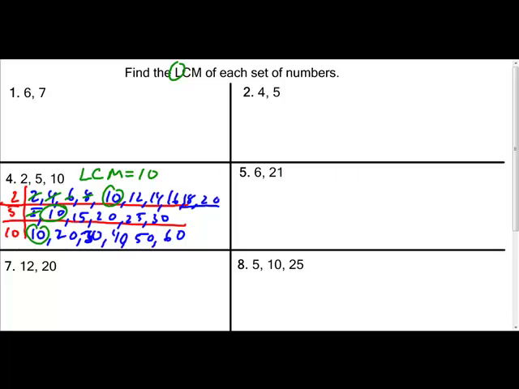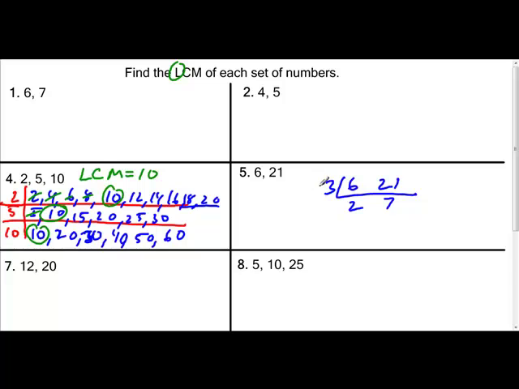Let's take a look at 6 and 21. Let's put those on the ladder. 6 and 21. 2 is the lowest prime number. It goes into 6, but it doesn't go into 21 because 21 is an odd number. 3 is the next lowest prime number. It goes into 6, and it goes into 21. So let's use 3. 6 divided by 3 equals 2. 21 divided by 3 equals 7. 7 is a prime number, and if this was simplifying a fraction, it would be in the denominator position. So I know we're done.